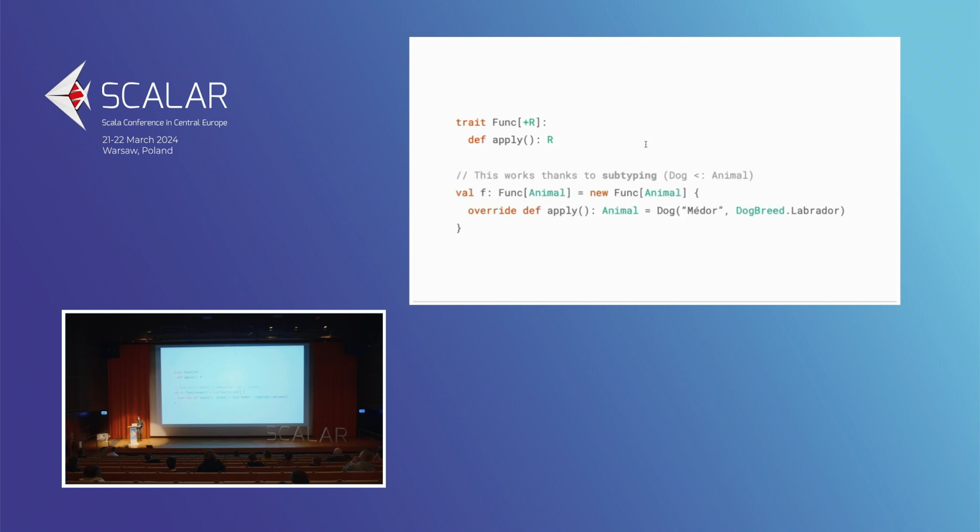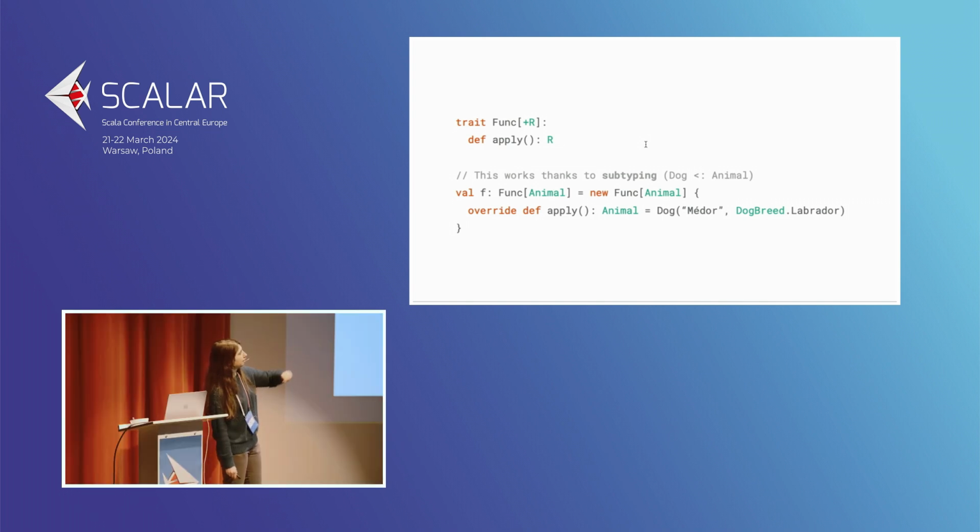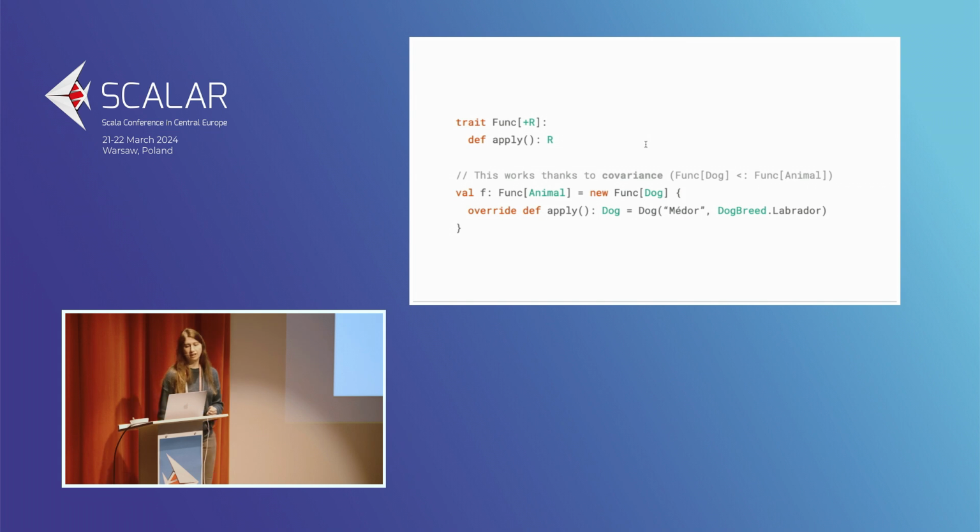Now, the following works thanks to subtyping. So I can create a new instance of Func for Animal, whose apply method should always return an Animal, and return a Dog instead. Now that works because of subtyping. That works because Dog is a subtype of Animal. The following, however, works thanks to covariance.